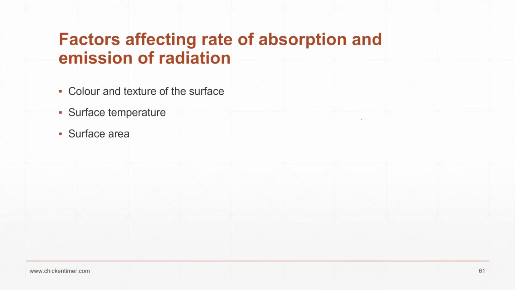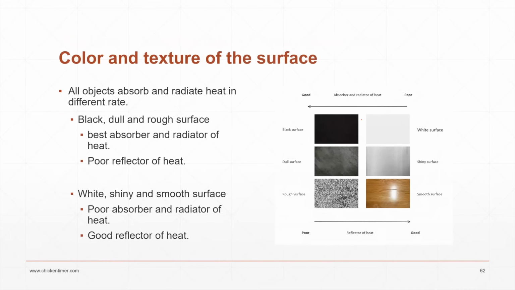So radiation is affected by color and texture of surface, the surface temperature, and the surface area. Then this one is important. Black and dull surfaces absorb and radiate heat better, so they don't reflect heat well. Smooth and shiny surfaces are poor absorbers and radiators, so they are good reflectors of heat.